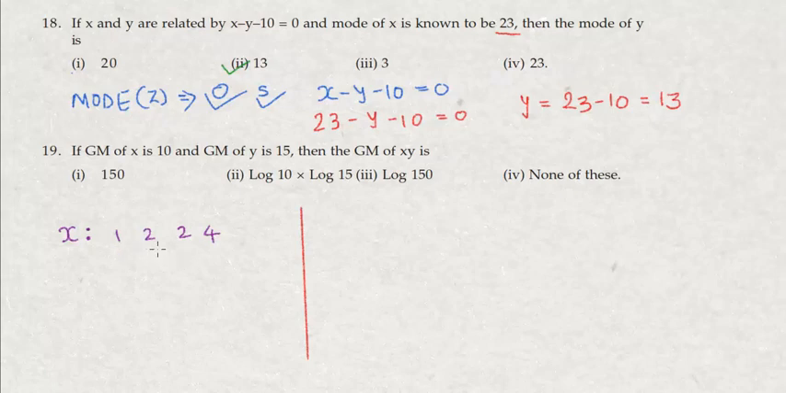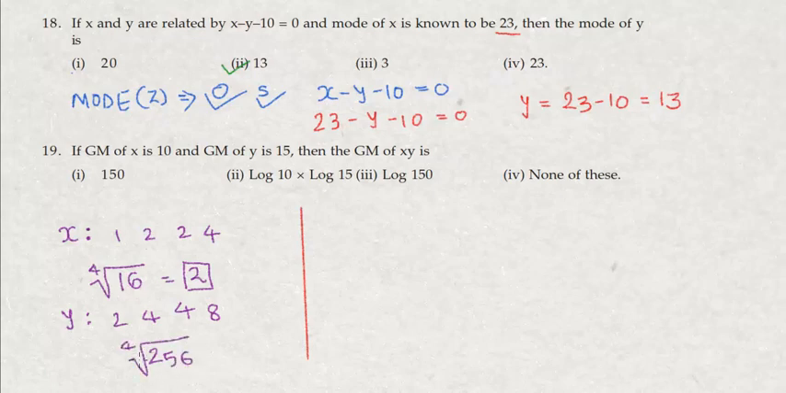Yes, just multiply it. 1 into 2 is 2, 2 into 2 is 4 and 4 into 4 is 16. So the multiplication of all 4 observations is 16 and we have to find the fourth root of it, and the answer is 2. So 2 is the geometric mean of X, right? Now let me take some hypothetical values for Y. Suppose the values are 2, 4, 4 and say 8. Here the multiplication is 2 into 4 is 8, 8 into 4 is 32 and 32 into 8 is 256. If you find the fourth root of 256, then we'll definitely get 4.